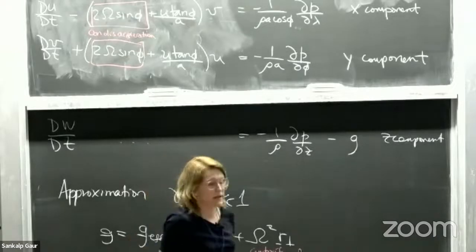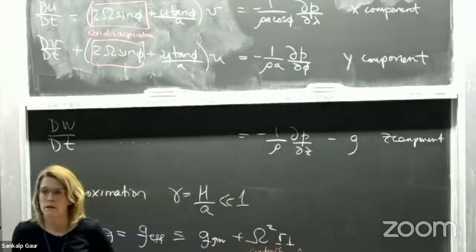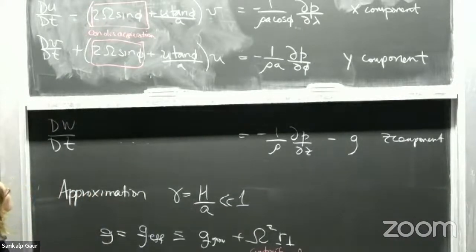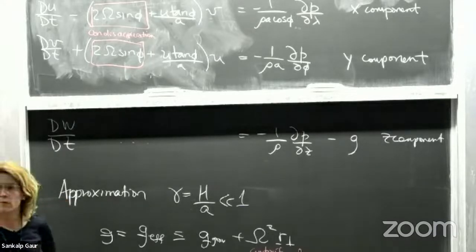I mean, the pressure gradient itself vanishes, so that takes care of that. Then as you go over the pole, the velocity over the pole vanishes.